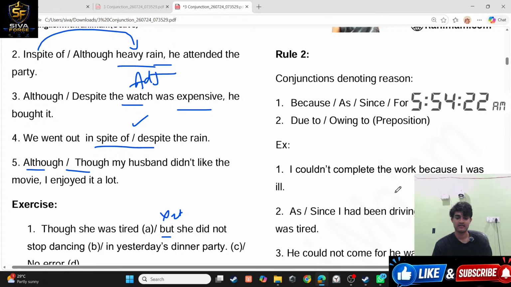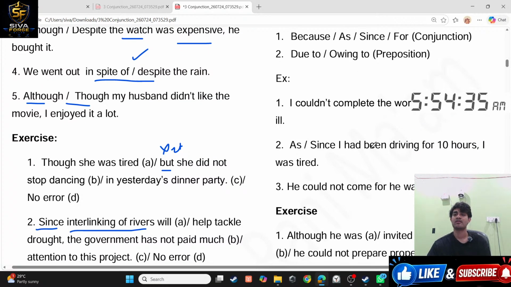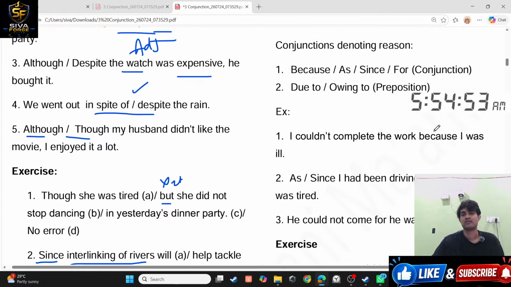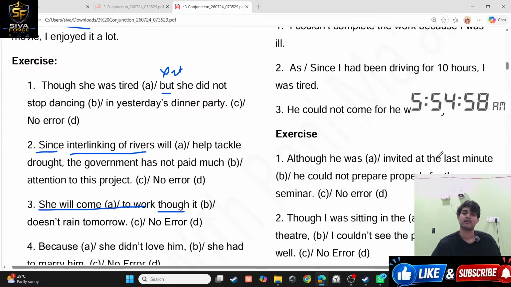Now let's see again. Wasted some time. We are now here: because, as, since, for are conjunctions; due to, owing to are prepositions. I could not complete the work because I was ill. As, since I had been driving for 10 hours, I was tired. Reason he couldn't come: he could not come for he was busy. Because, as, since, for, okay.